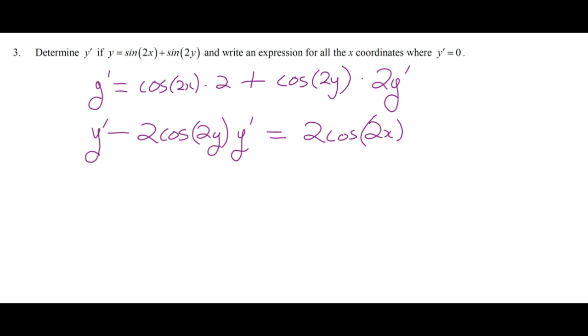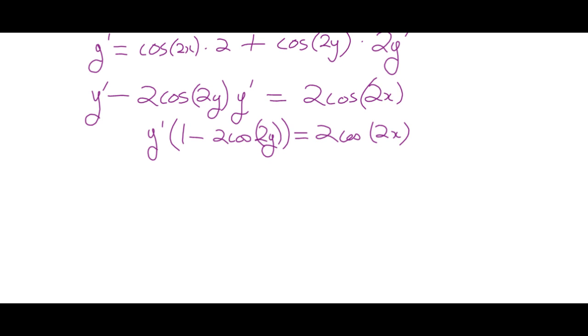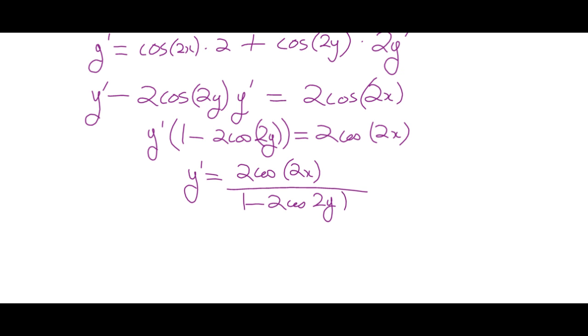Okay. Now keep in mind, what are we aiming for? I want y prime to be 0. All right, so let's get an expression for y prime. So y prime times 1 minus 2 cos 2y is equal to 2 cos 2x. So y prime equals 2 cos 2x over 1 minus 2 cos 2y.